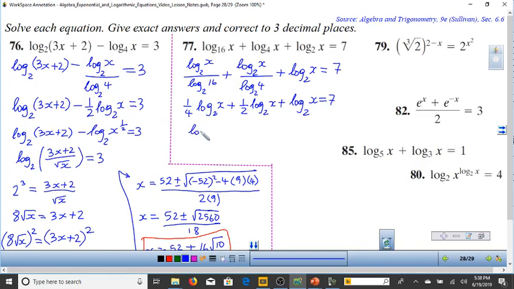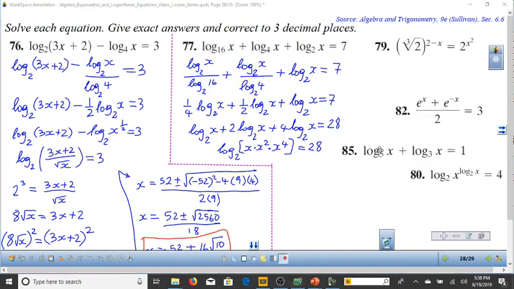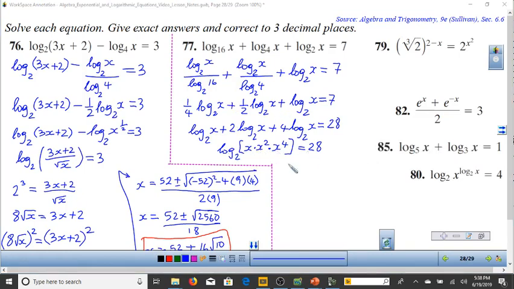I get log base 2 of x plus 2 log base 2 of x plus 4 log base 2 of x is equal to 28. Combining the logarithms now, I get log base 2 of x times x squared times x to the 4. I combine two steps together here, and that's equal to 28. Rewriting the logarithm as an exponential, we get 2 to the 28 is equal to x to the 1 plus 2 plus 4, which is 7.